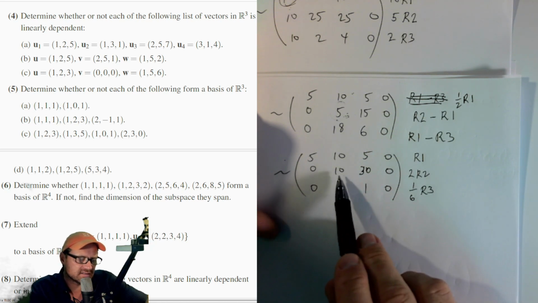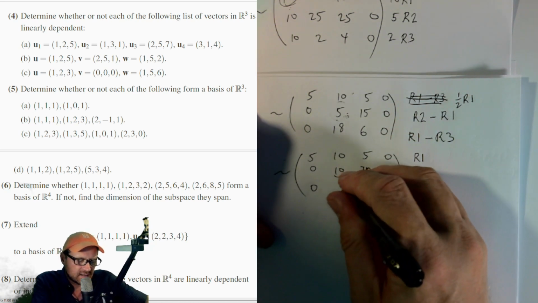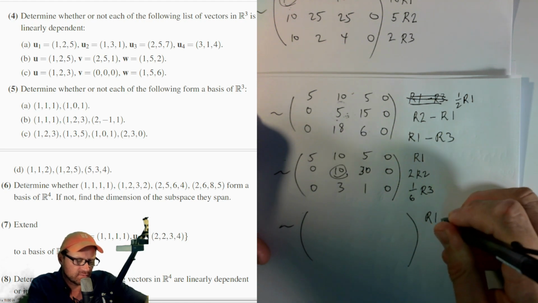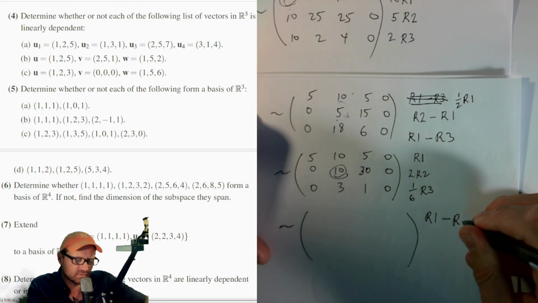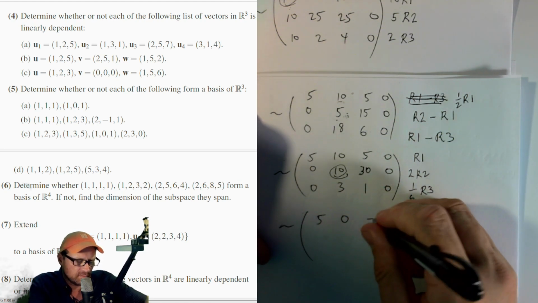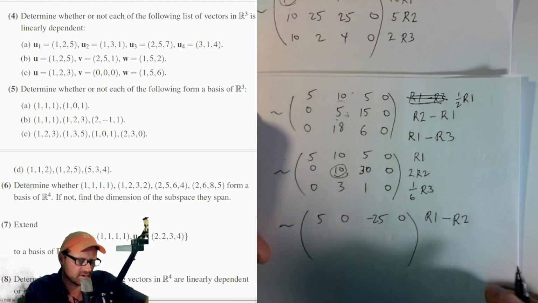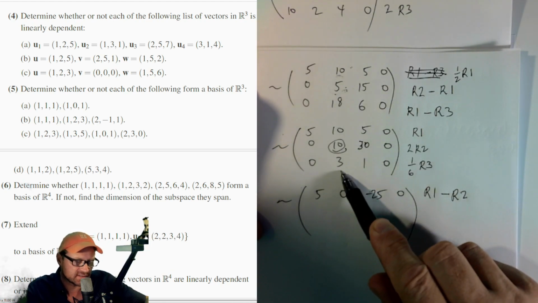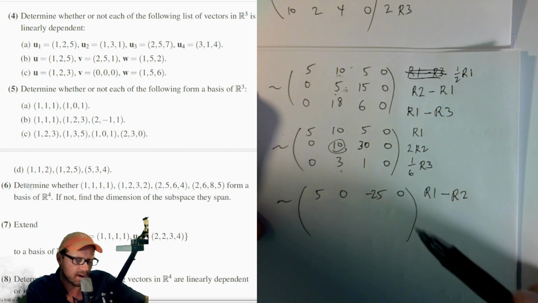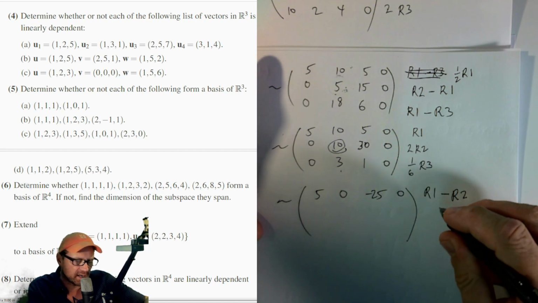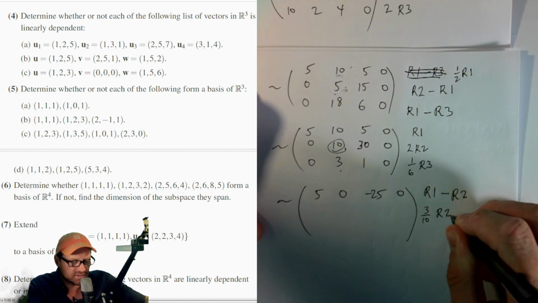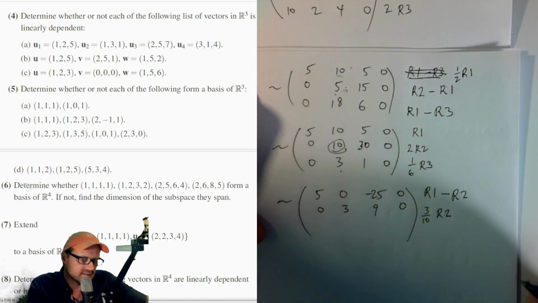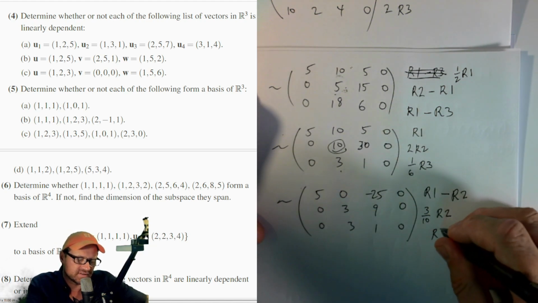Now using this pivot in the second column and second row, let's replace row 1 with row 1 minus row 2. We have 5, 0, minus 25, 0. Now, in anticipation of using this 3 down there, I want to multiply row 2 by 3/10 of row 2. So we have 0, 3, 9, and 0. Keeping row 3 the same for now.